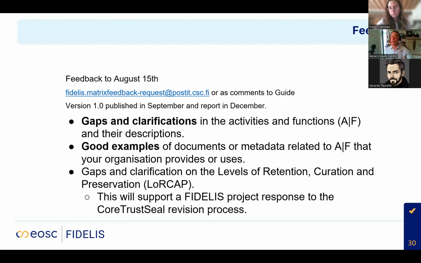So the template information is all reproduced in the guide, each of the activities and functions, each of the descriptions, each of the variable examples, so that people can provide feedback and input directly into that if they want in suggest mode, or they can drop us a line via that rather lengthy email address now I look at it. So we'll have feedback up to August 15th. Version 1 will be published in September, and then a report in December.